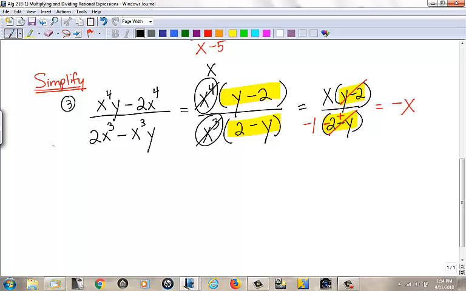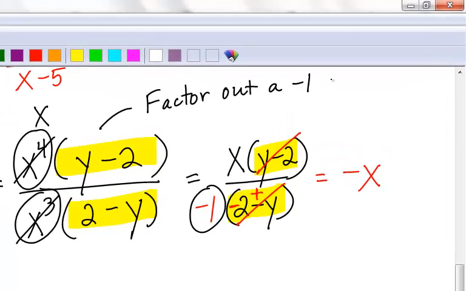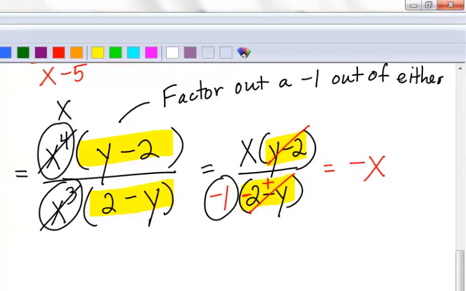So final answer. You might write a note here, factor, because I still have a -1 left down here. Okay, factor out a -1 out of either. If the signs are just opposite, factor it out of the top or the bottom.